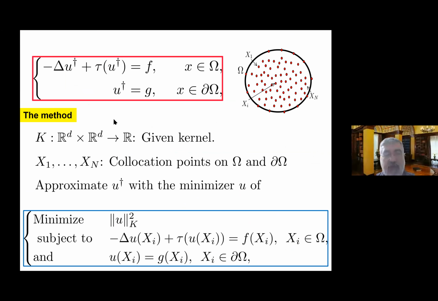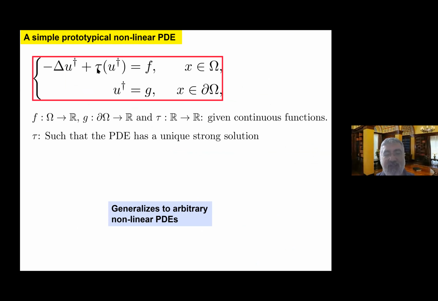So here, for that particular example, we assume the nonlinearity tau to be such that the PDE has a unique strong solution. So if you take tau of u to be u cube, this is the case. We make that assumption. Now, an interesting question is what happens if there is no unique strong solution? Well, what you are going to converge to is towards the minimizer of the RKHS norm. So you're going to converge towards the solution that is the most regular in the sense defined by the RKHS norm of the kernel that you have selected.